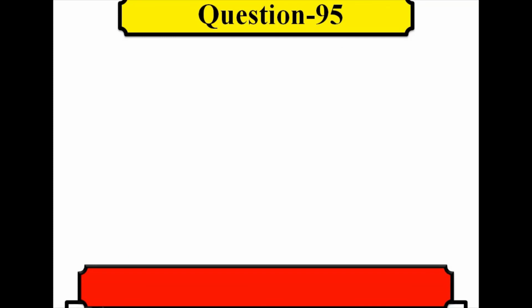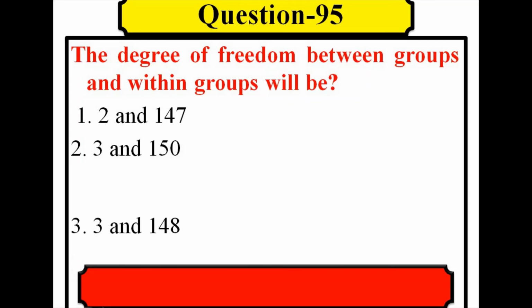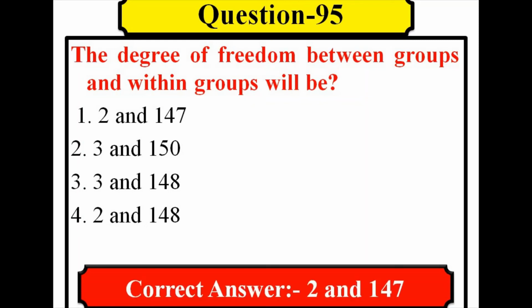Question 95. The degree of freedom between groups and within groups will be 1. 2 and 147, 2. 3 and 150, 3. 3 and 148, 4. 2 and 148. Correct answer: 2 and 147.